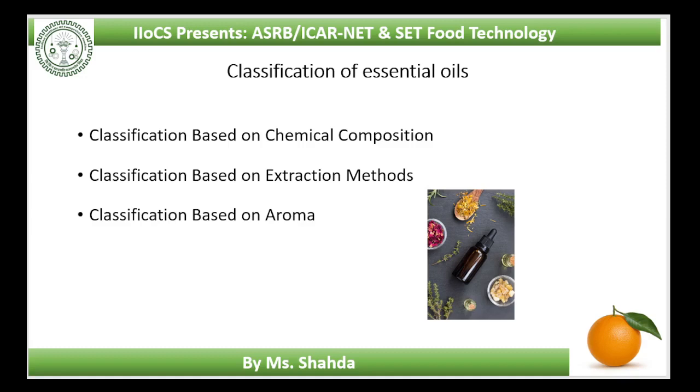Classification based on aroma. Essential oils can also be classified based on aroma, the smell of the oil. This classification can be categorized into citrus, herbaceous, medicinal or camphorous, floral, resinous, woody, earthy, minty, and spicy oils. Citrus oils: essential oils that have a distinct citrus flavor fall into this category. Bergamot, grapefruit, lemon, lime, orange, and tangerine are some of the plants that produce citrus oil.